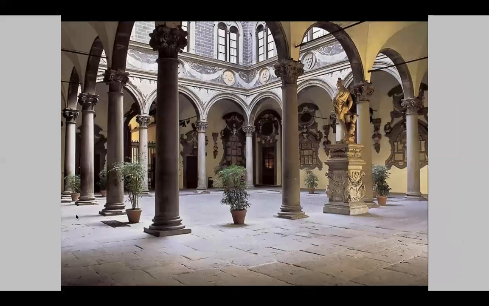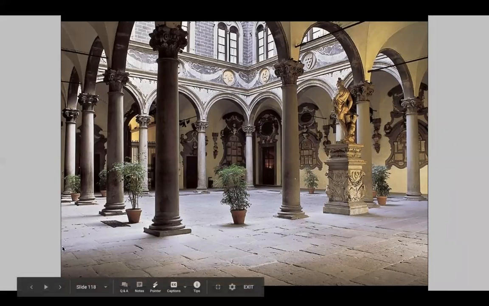So this would have been displayed on one of these podiums out in the courtyard. And supposedly there was a walkway that led to this courtyard, to this atrium, and you could see this from the street. So people, as they walked across the street, could look into the atrium of the Medici and see this symbol of Florentine pride.